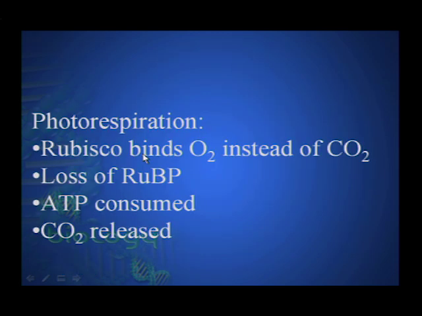And the problem with that is that if Rubisco binds oxygen instead of CO2, it triggers this process known as photorespiration. In photorespiration, what it leads to is the overall degradation or loss of ribulose bisphosphate. ATP is consumed in photorespiration, and CO2 is released in photorespiration. So these are all counterproductive to photosynthesis. And so again, what these C4 plants and CAM plants are trying to do is maintain higher levels of CO2 in the cells to prevent photorespiration.